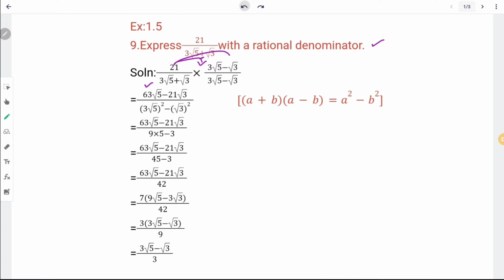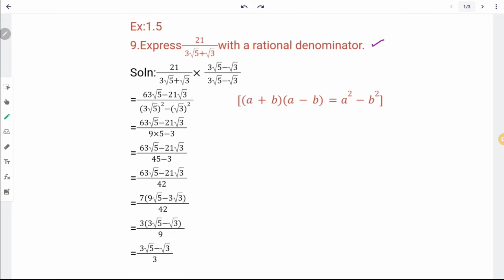All right, now if you look at the denominator, it is of the form what? (a plus b)(a minus b). So the formula for this is a square minus b square. Okay, so you can already see I've written here a square minus b square.